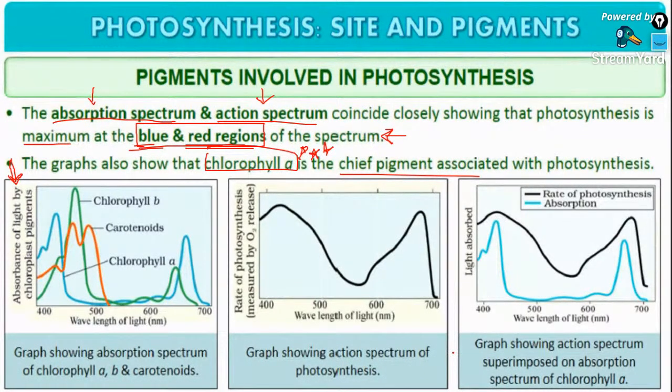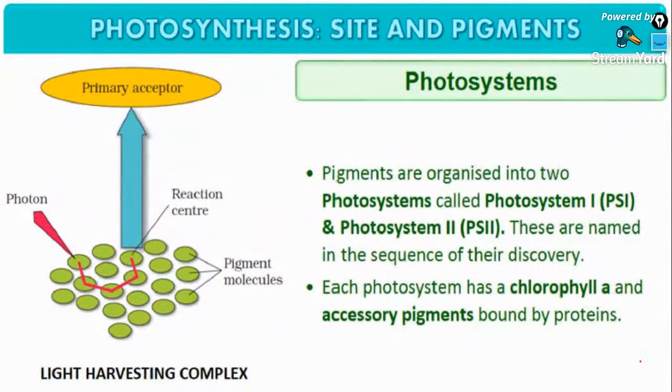Done, everyone? So next is the topic of photosystem. Photosystem means the photopigments we are talking about. They are organized into photosystems called photosystem 1 and photosystem 2.